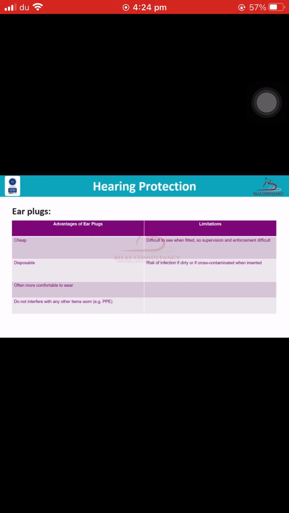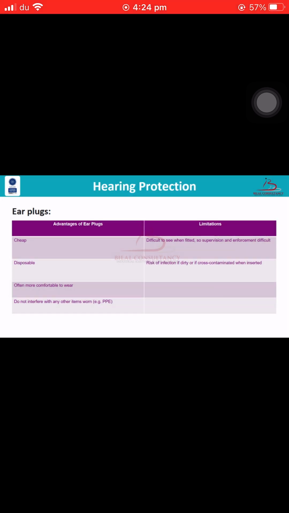What are their limitations? They are difficult to see when fitted, so supervision and enforcement is difficult. It is mostly a challenging situation, especially for health and safety professionals, because if they are present at site and doing any kind of supervision of their workers, it is difficult to see whether anyone is wearing earplugs or not. We cannot judge by seeing them. We have to ask them and physically check if they are wearing them by going closer to them and asking them to show it.